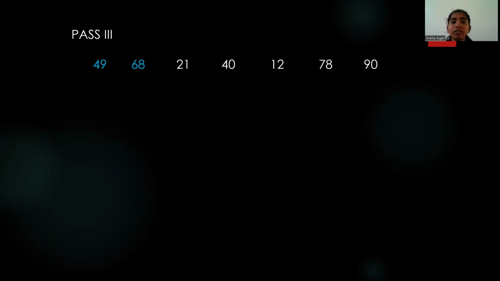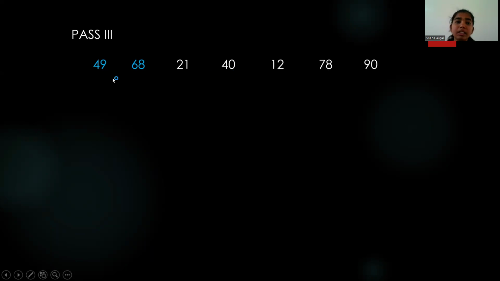See, now at the end of the second iteration, the array we have got is 49, 68, 21, 40, 12, 78, and 90. At the end of the second iteration, what we have seen was that 78, which is the second largest element of this array, has moved to the second largest position of the array.